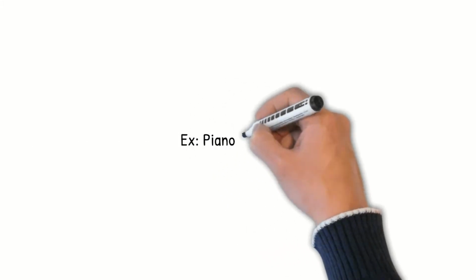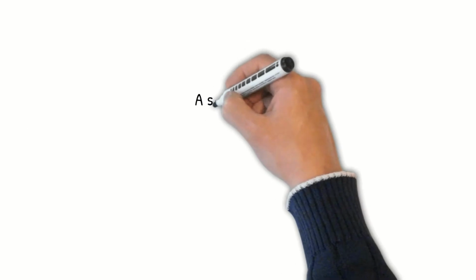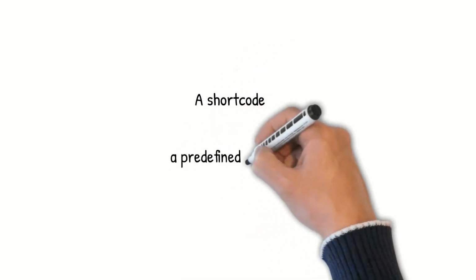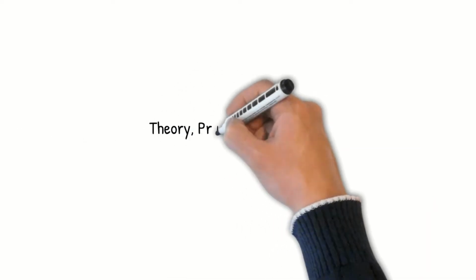Number 1, name. A subject requires a meaningful name. For example, piano for kids. Number 2, subject code. A short code for the subject is defined with a predefined pattern. Number 3, type. A type has three values, they are theory, practical, and both.